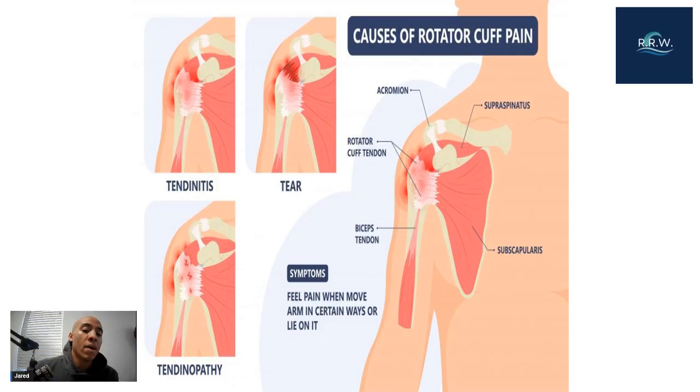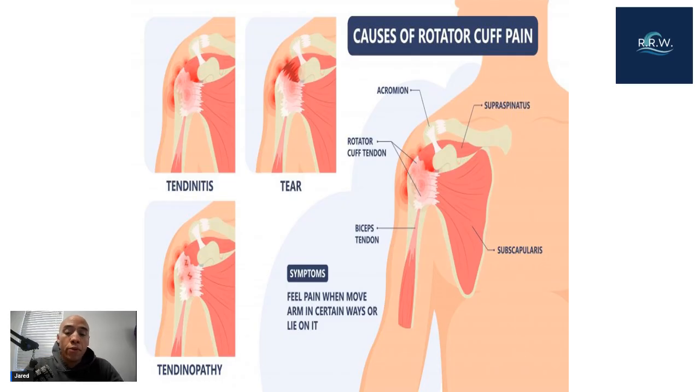Okay. That can then progress to, if not addressed in an appropriate amount of time, what we see here called tendinopathy. All right. So you have tendinitis, you have a tendinopathy or tendinosis. What can happen with that is a more severe version of that initial just inflammation.